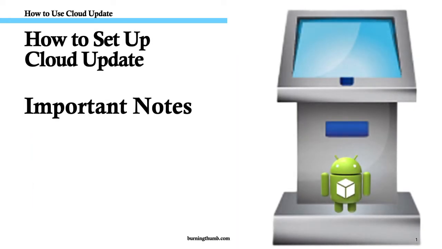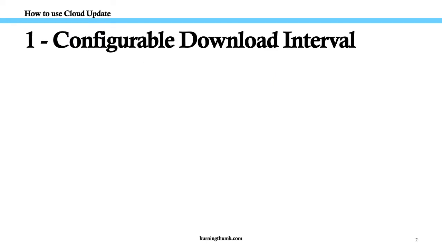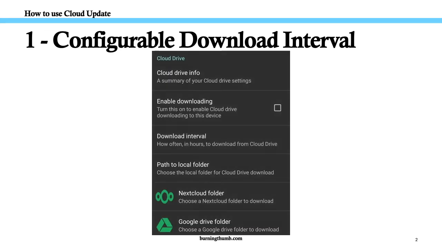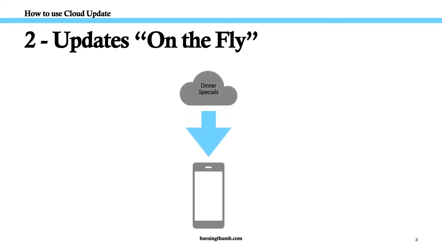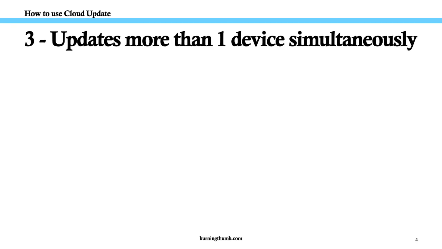Here are some important points about Cloud Update. By default, VideoKiosk checks for new files to download every hour, but you can change the download interval in the settings. You don't have to think about shutting down and restarting VideoKiosk when you update the media files. VideoKiosk updates on the fly, meaning that the media is replaced while VideoKiosk is still running. It will just run the new content the next time it runs the loop.